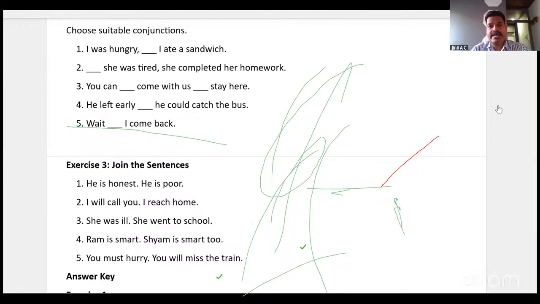Although I was tired, I finished my homework. That's great of you. Okay. Next sentence. She is small, but she is strong. So we can also say, although she is small, she is strong. But also, in spite of being small, she is strong. These are all possibilities. Okay.